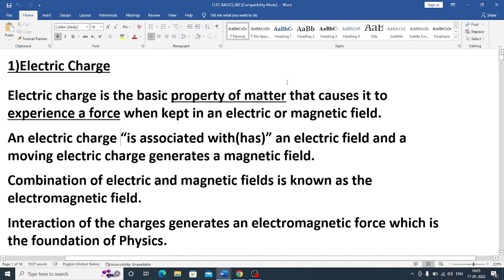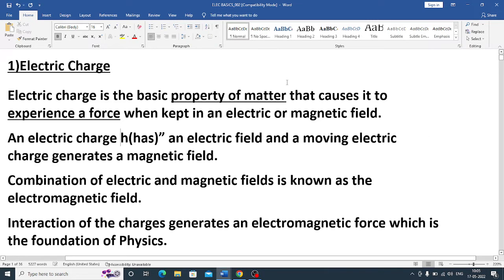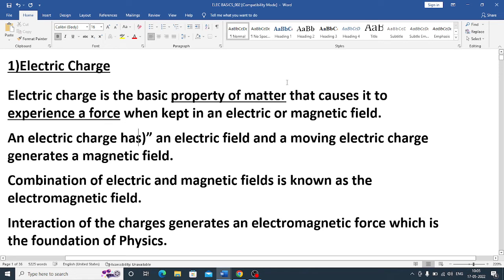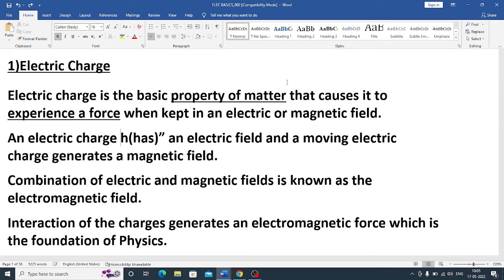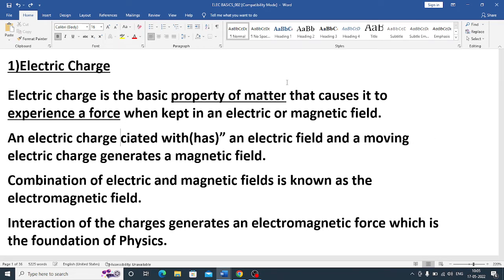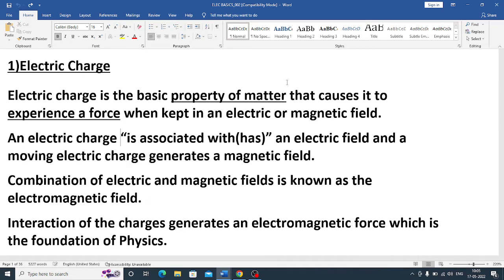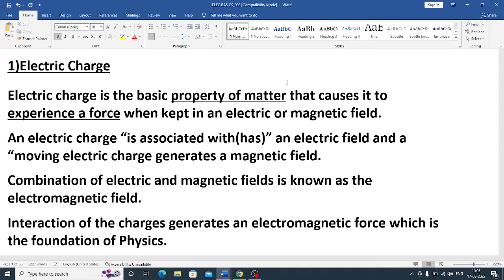Let us make this short. A moving electric charge generates a magnetic field. The combination of electric and magnetic fields is known as the electromagnetic field.